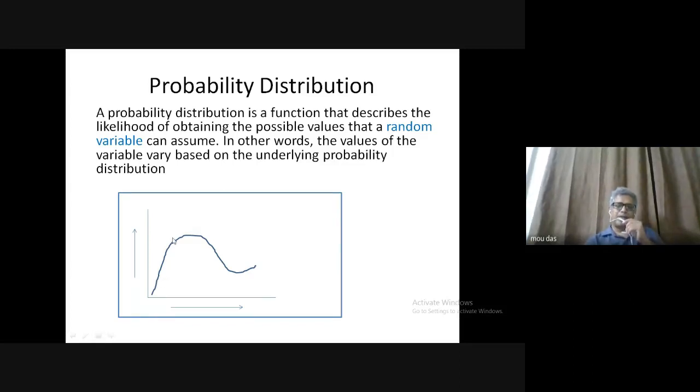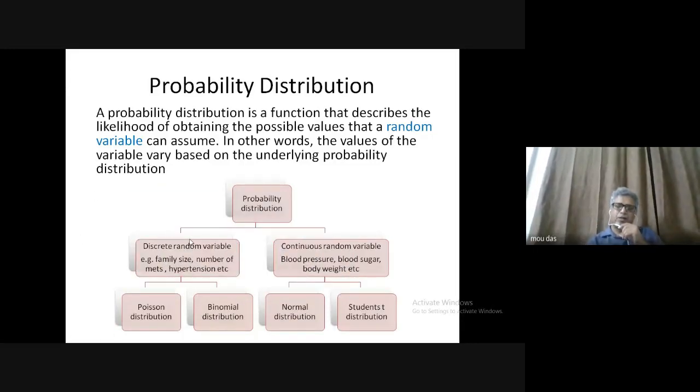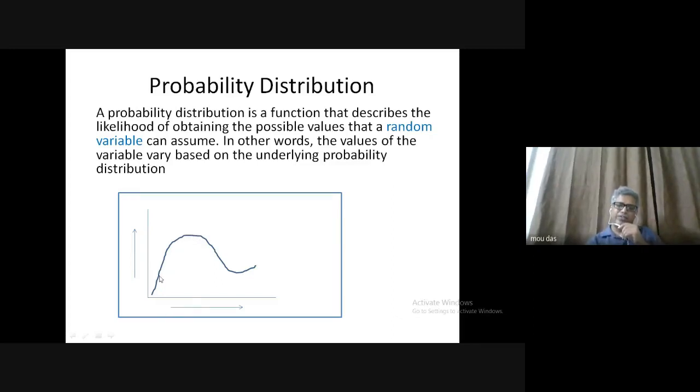So as the number of observations in a particular interval, say between 26 and 27 years of age, increases, the probability also increases. This type of distribution, where you can pictorially depict where the central value lies and how the dispersion is, is a probability distribution.